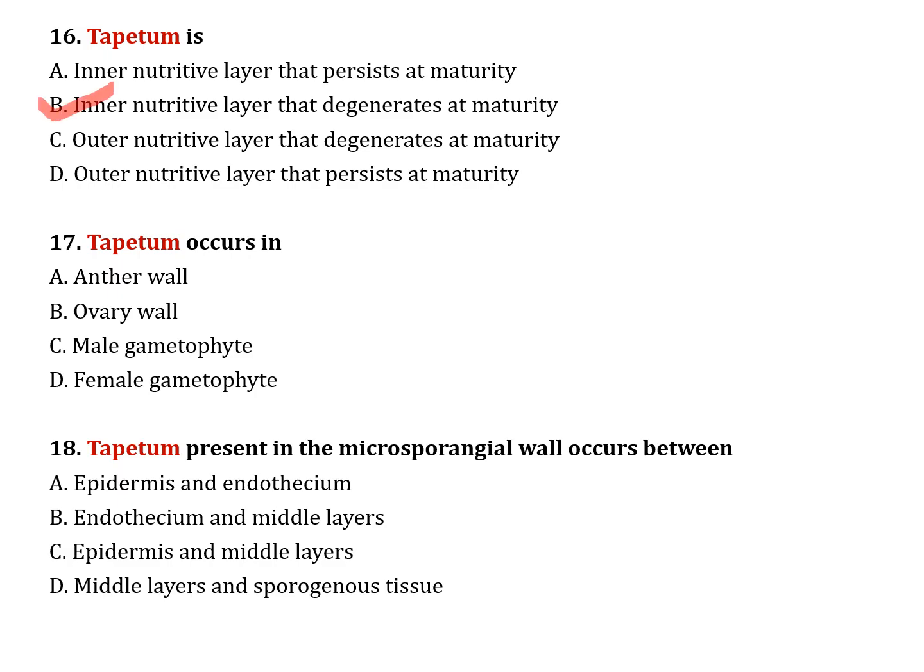The next question number 17. Tapetum occurs in option A anther wall, option B ovary wall, option C male gametophyte, option D female gametophyte. Correct answer is option A anther wall. The next question number 18. Tapetum present in the microsporangial wall occur between option A epidermis and endothelium, option B endothelium and middle layer, option C epidermis and middle layer, option D middle layer and sporogenous tissue. Correct answer is option D middle layer and sporogenous tissue.